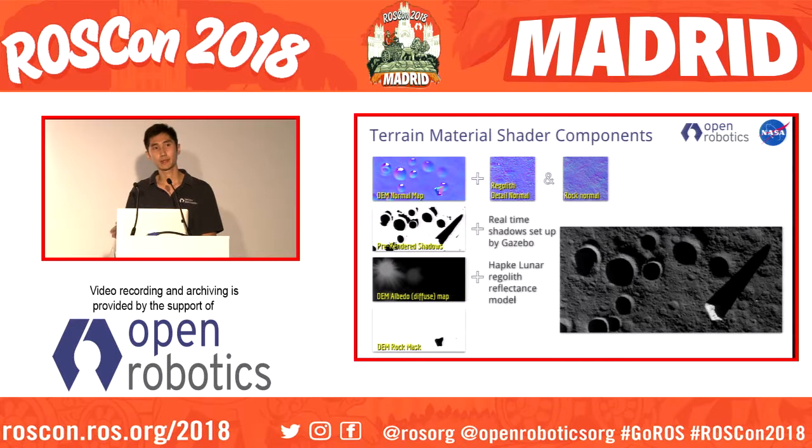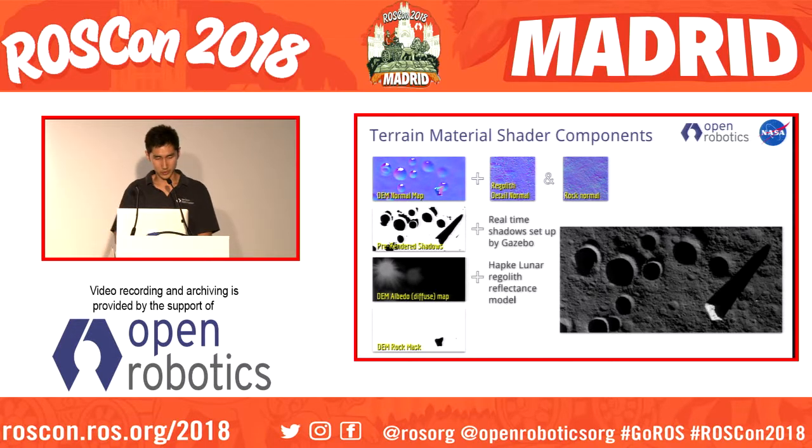You also have the pre-rendered shadows. We assume that the sun's position relative to the moon stays relatively fixed over the duration of each simulation session, so we can use static shadows for the terrain, but they will also be able to access the real-time shadows that we set up. I'll touch on this topic a bit later, but these are the shadows associated with the rover. And then you have the standard albedo, diffuse maps, and rock masks.